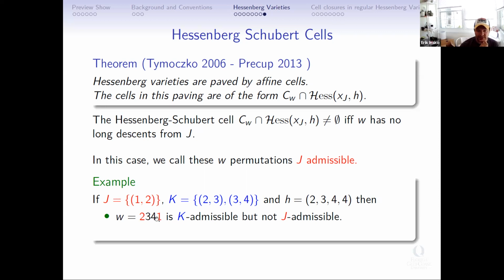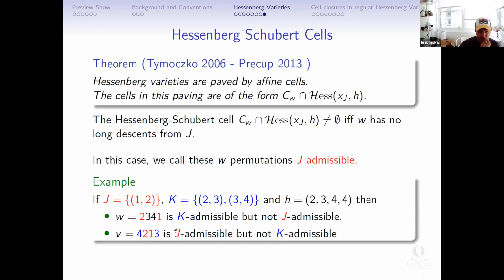And I should say that this J-admissibility condition is restricted just to the standard Hessenberg space. So we can generalize it, but for today's talk, this is just what we're looking at. So we're focusing on permutations where if there's a descent coming from J, it has to be an adjacent descent. Okay, so now 4213 is an example of a J-admissible permutation, but not a K-admissible one. So it's J-admissible because though 2 appears to the left of 1, they're next to each other.